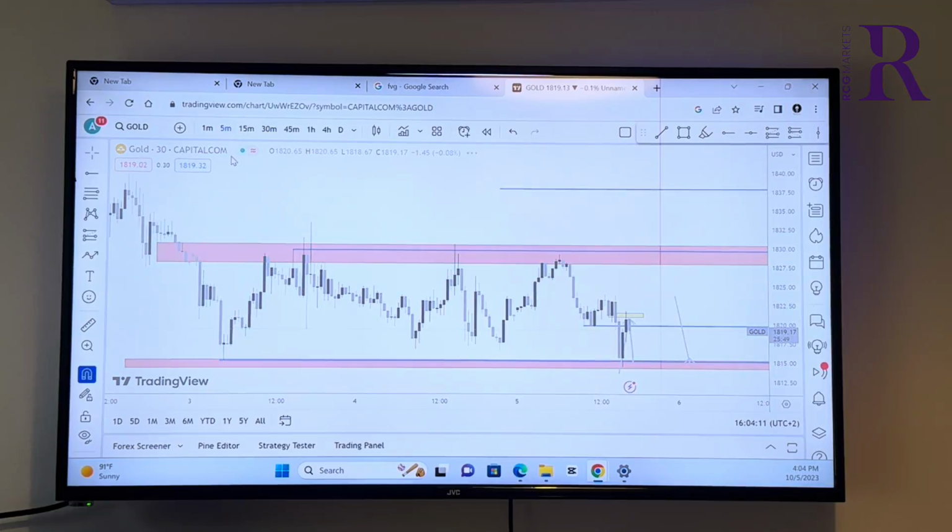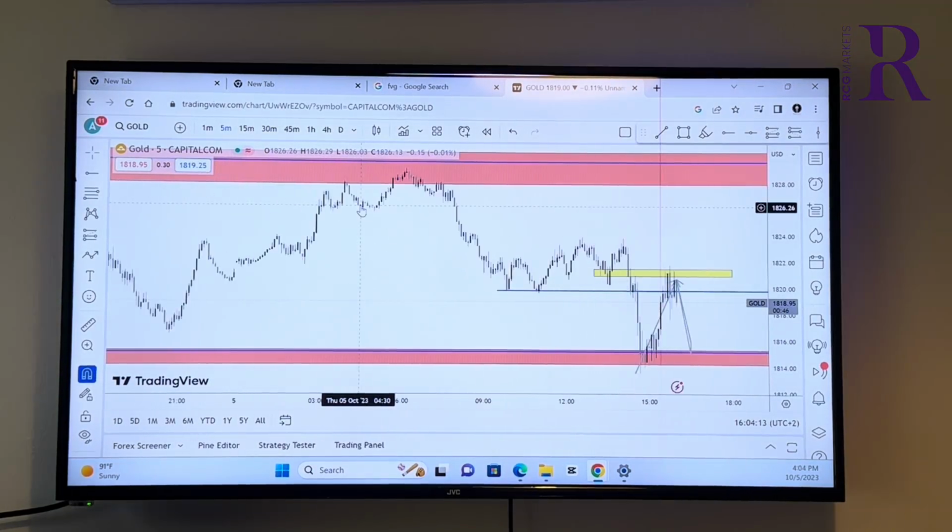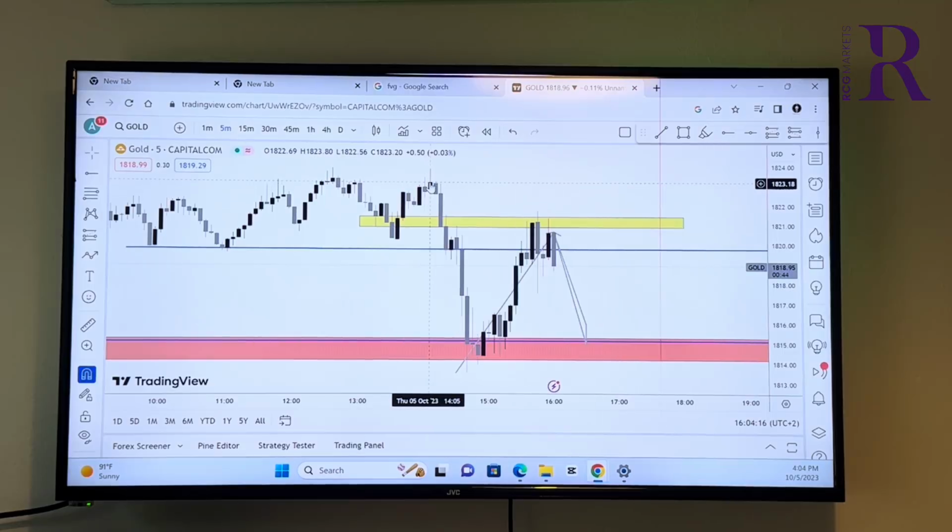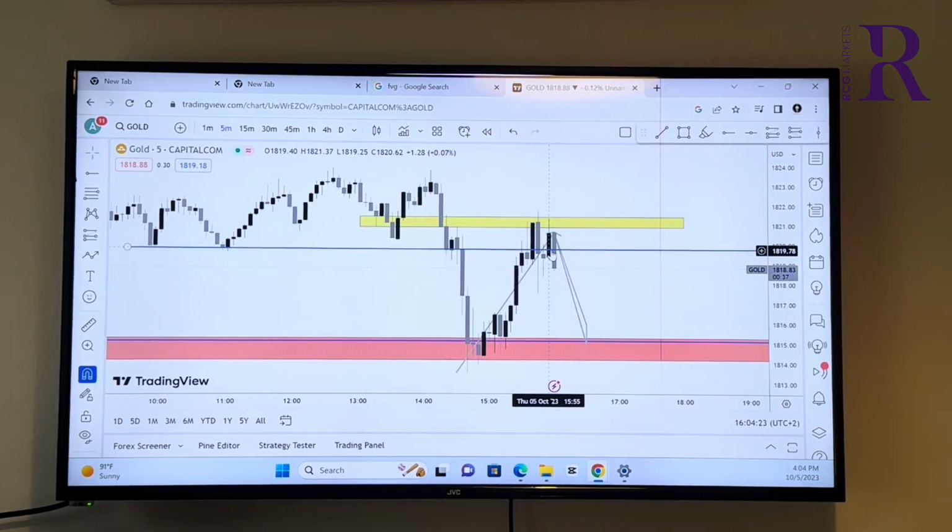So let me just go to 5 minutes and show you exactly. As you can see, 5 minutes shows it very clean. Previously, the market came down, went back up, and then placed a sell. It obviously triggered a sell at the previous low, giving us a new high right here. This is where our entry comes.